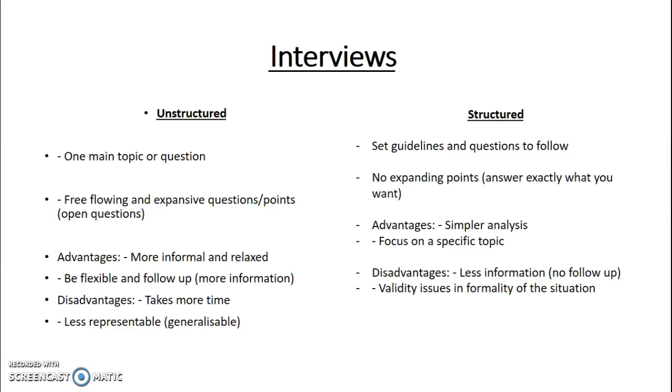And the advantage of this is simpler analysis, and you focus on a specific topic. However, the disadvantage is you get less information because you can't follow up because it's structured, and validity issues in the formality of the situation. So the participant may feel they have to give a certain answer to appease the researcher because it's such a formal thing.